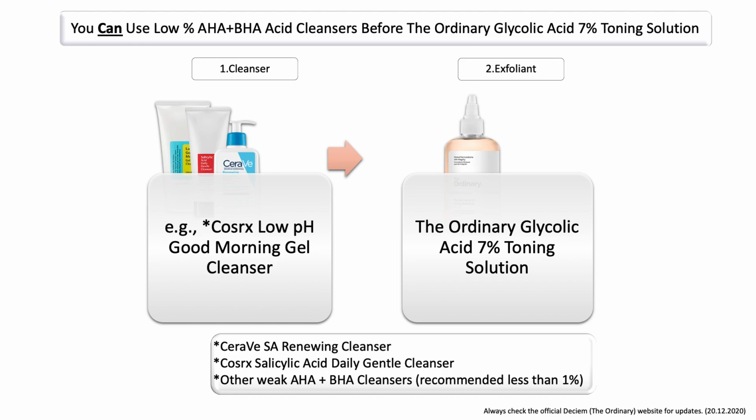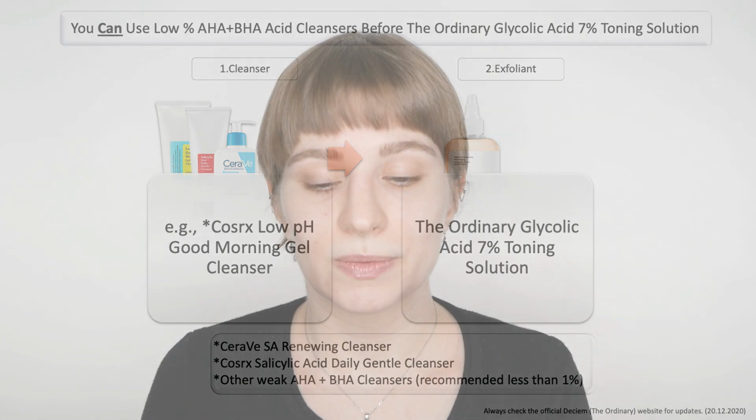Since the CeraVe cleanser does not include a high percentage of salicylic acid, the same goes for the Clorox or any of the other low AHA or BHA cleansers. So you are fine to also use cleansers that include a very low percentage, below 1%, and then use the glycolic acid toning solution afterwards. That's fine. If your skin can tolerate it, go for it.